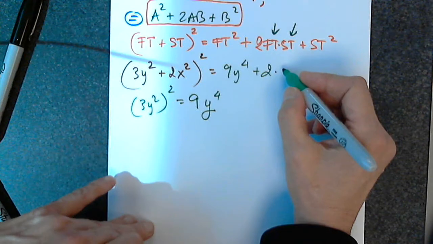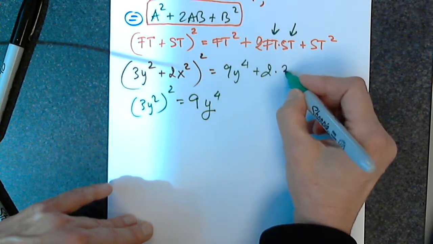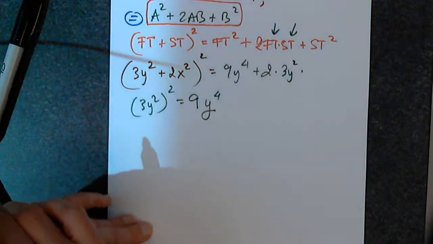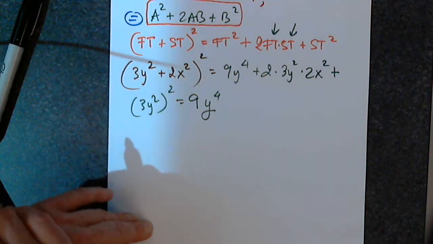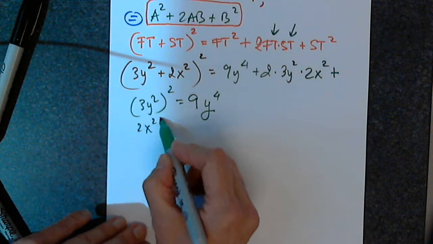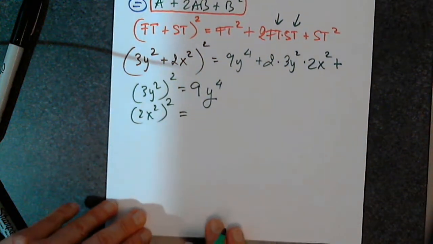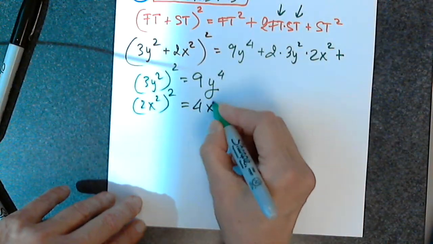So what do I have? So 3y squared, very good, multiplied by, very good, plus, I have 2x squared squared. So in the same way, what do I get? Excellent.